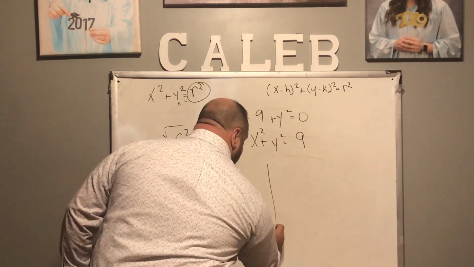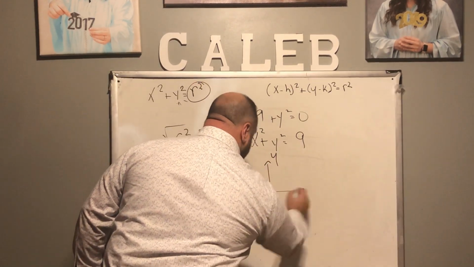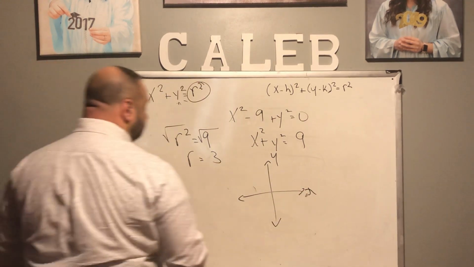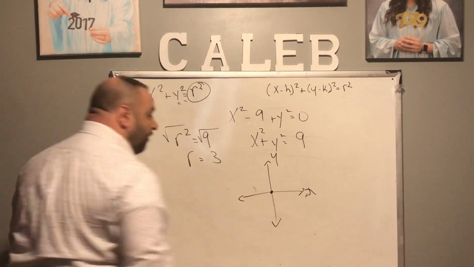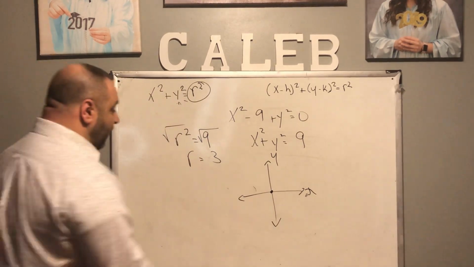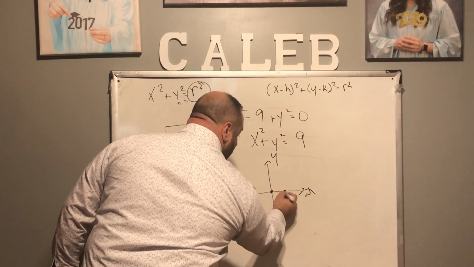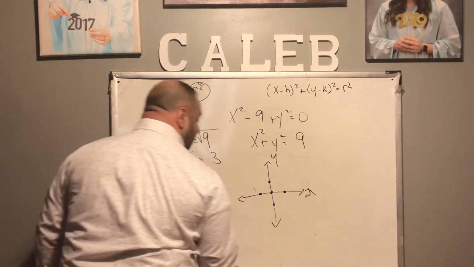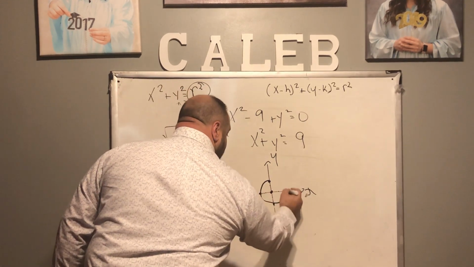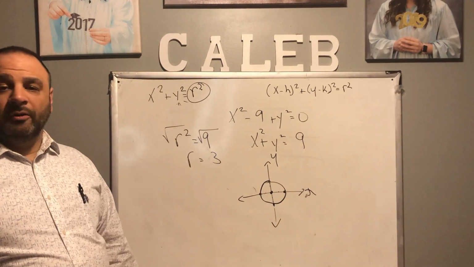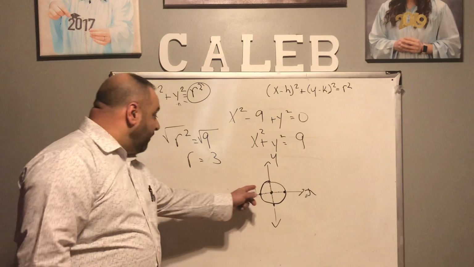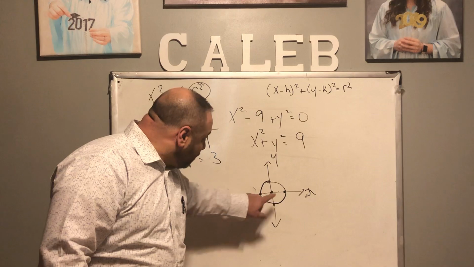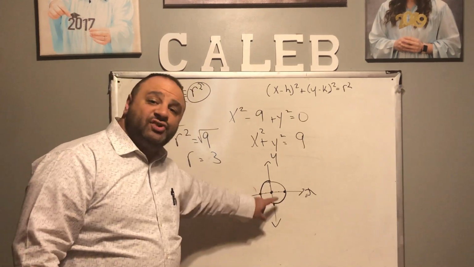From there, if I come to my coordinate plane, here's our origin, 0, 0. From there, we're going to go 3 spots to the right, 3 spots up, 3 spots to the left, 3 spots down. I would take my compass and I would draw a circle through my points. And there you have it. We have a circle with the center at the origin. The center of my circle is located at 0, 0, at the origin.